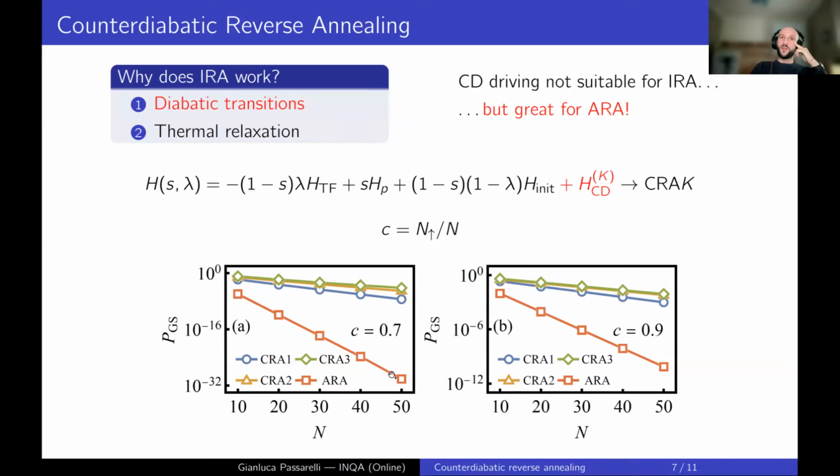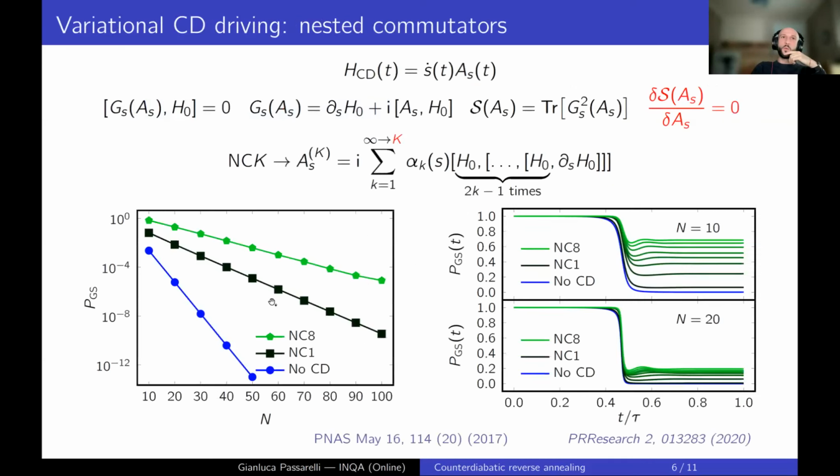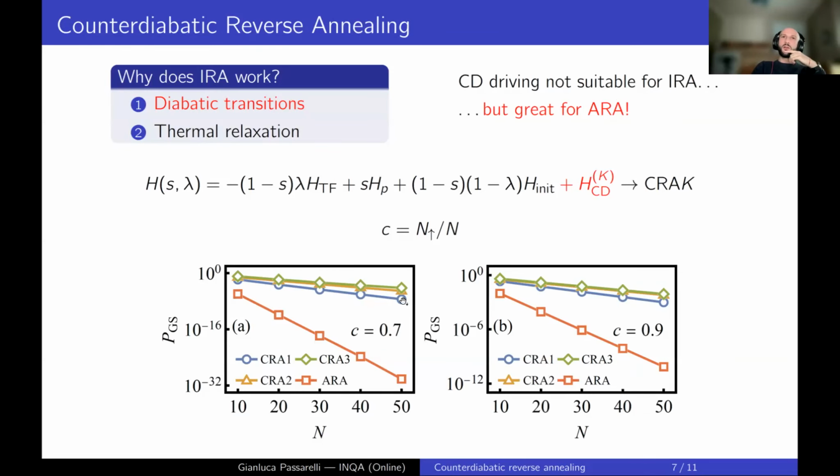But when you start correcting adiabatic reverse annealing by counterdiabatic driving, you see that there is this large prefactor improvement compared to the unassisted case. And also we notice another thing that is quite interesting, and that is the fact that contrary to what happens in quantum annealing, where if you keep increasing the order of the expansion, the performance gets better and better, in adiabatic reverse annealing, it almost looks like most of the performance gain is given by the first order in nested commutators, whereas the second and third order are just very small corrections compared to the first order.